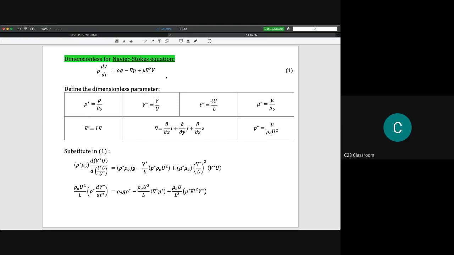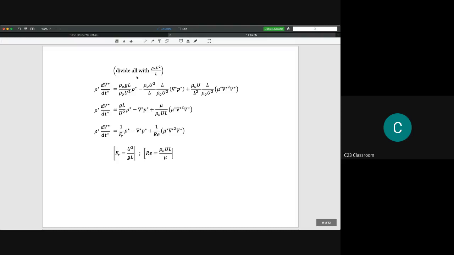So nabla is equal to L nabla star here. You could substitute this and then rearrange it, and then factorize it like this. Then you divide it all by rho naught U square over L, and finally you will have this term.